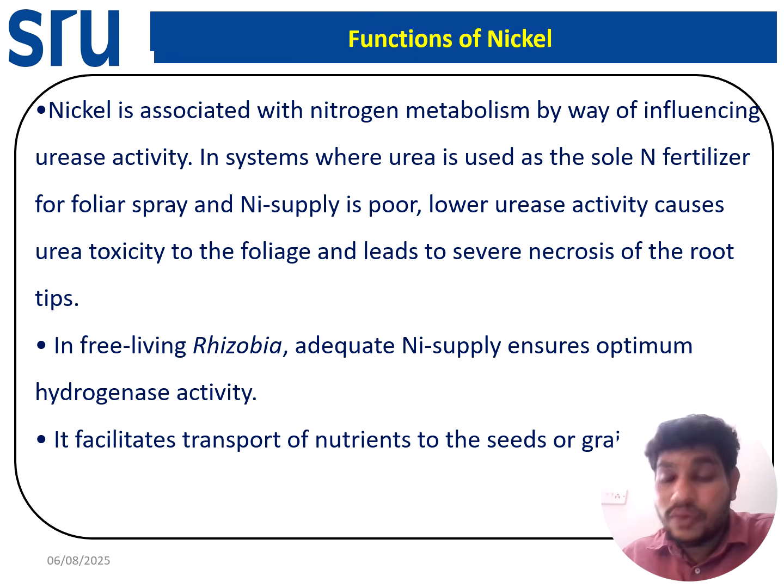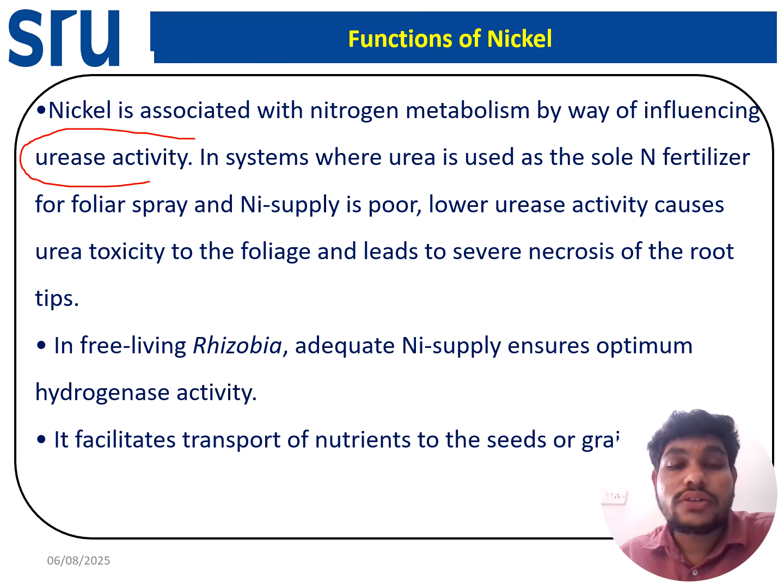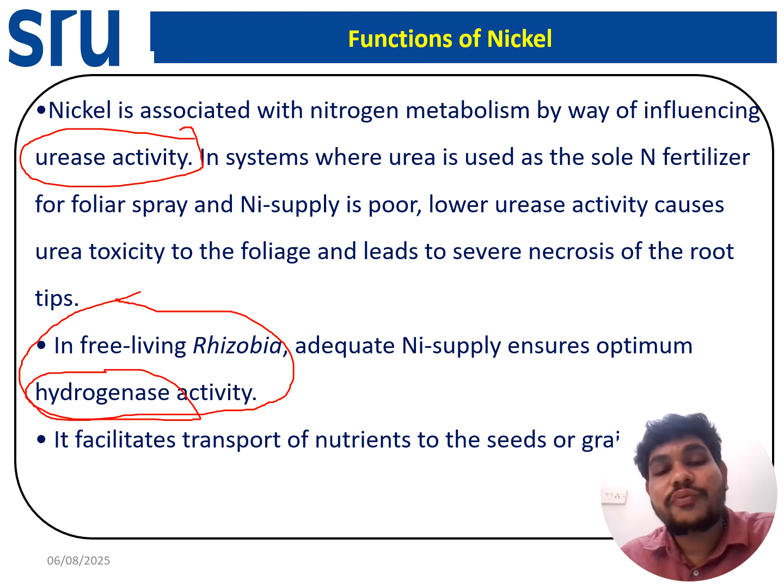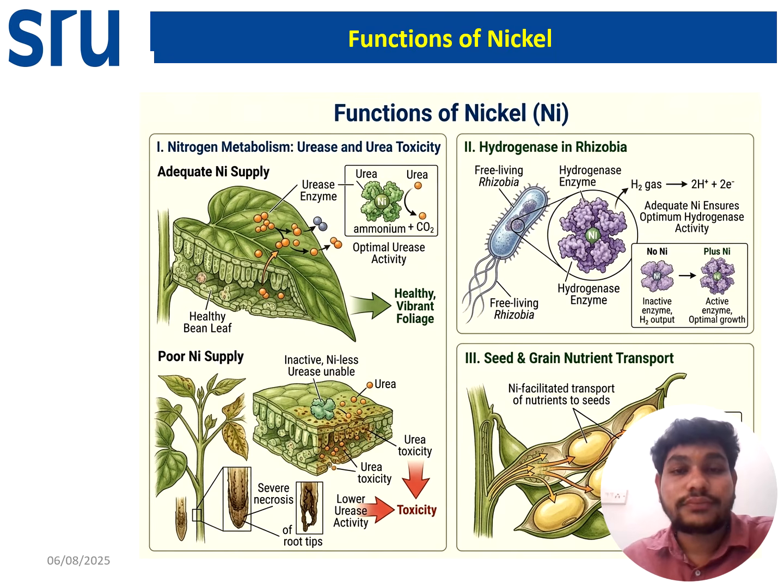Then it will transfer the nutrients to the seeds or grain. So finally, the functions of nickel: one is the activity of urease, or the metabolism of nitrogen or urea. Second, it helps in biological nitrogen fixation by activating the hydrogenase enzyme, which is active during biological nitrogen fixation. Then it will facilitate nutrient movement to the seeds and grain.